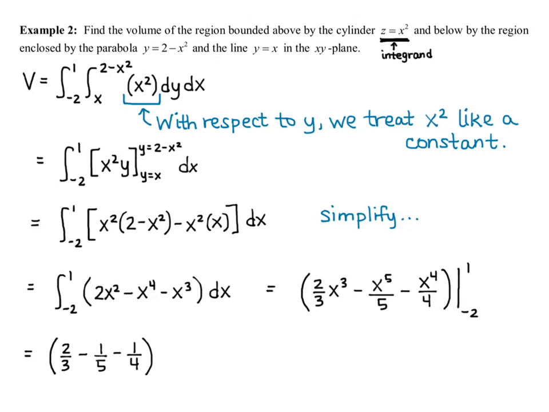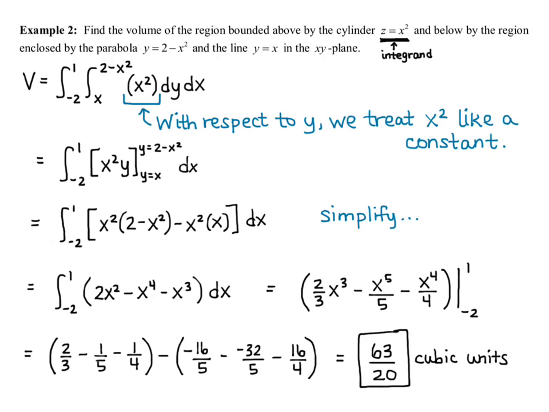Plug in the upper bound of 1, then the lower bound of -2, and use f of b minus f of a, and we get a volume of 63 over 20 cubic units.